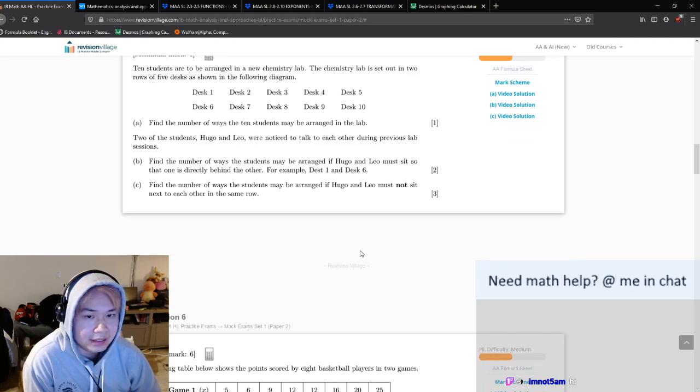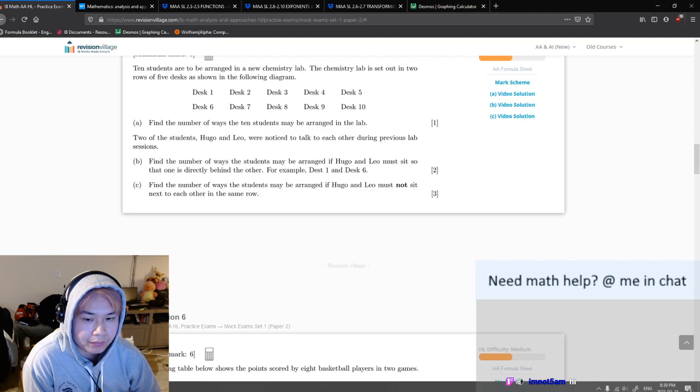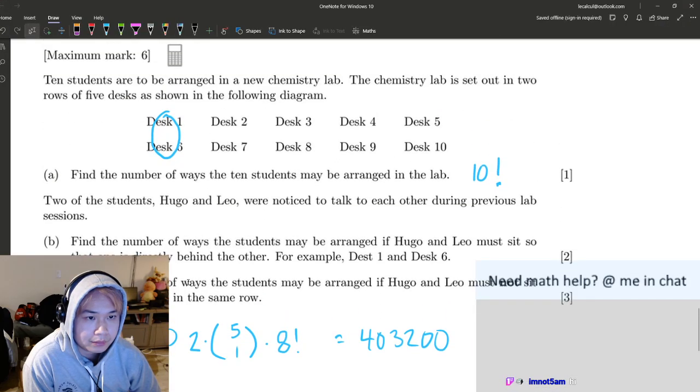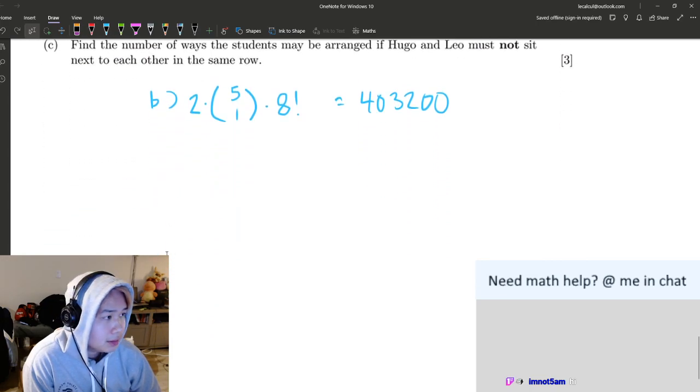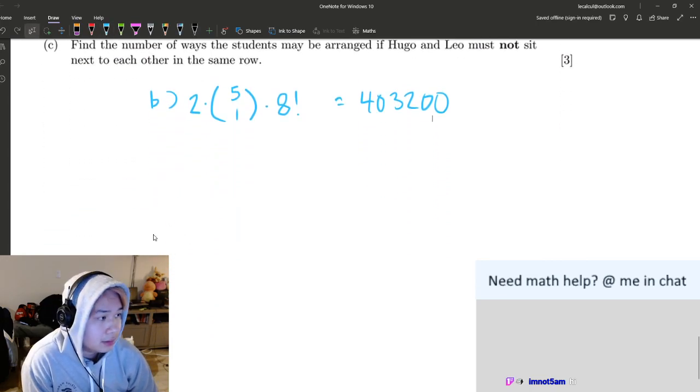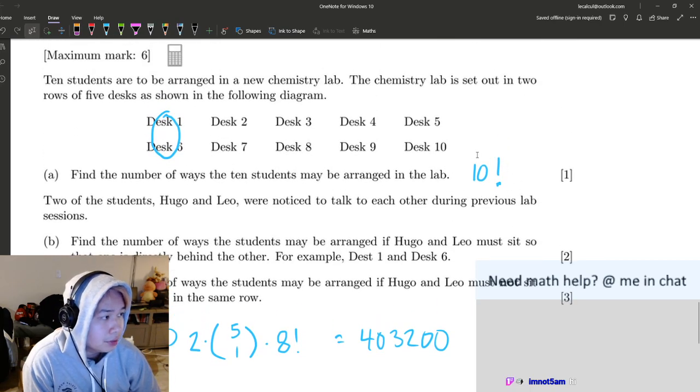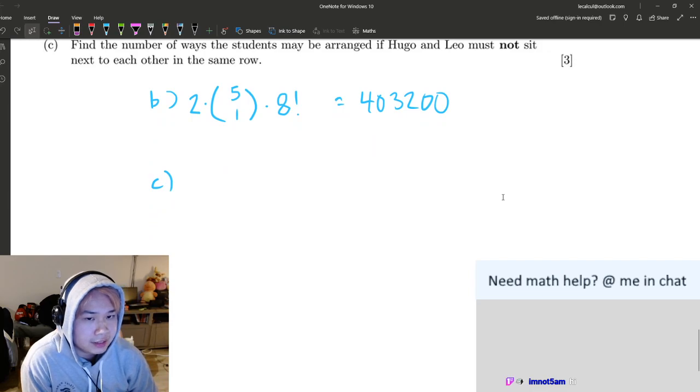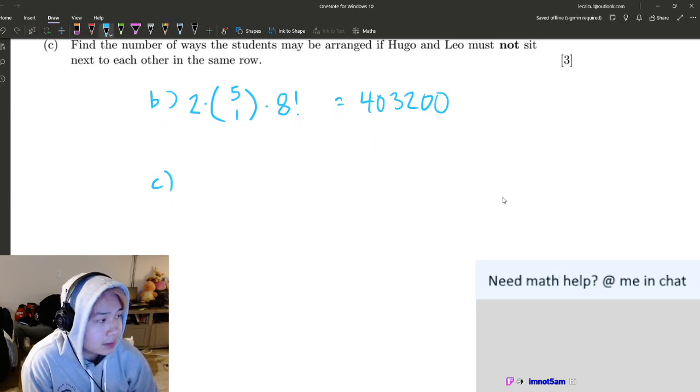Okay, let's see. Find the number of ways students may be arranged if Hugo and Leo must not sit next to each other in the same row. Okay. So when you want to find out how things are not going to happen, then what you should do is find out how many ways they are going to happen and then subtract them from the total amount of ways. So first, let's find out how many ways Hugo and whatever can sit together in the same row.